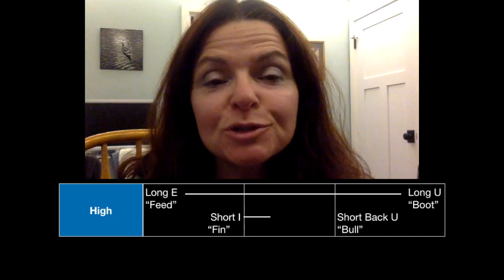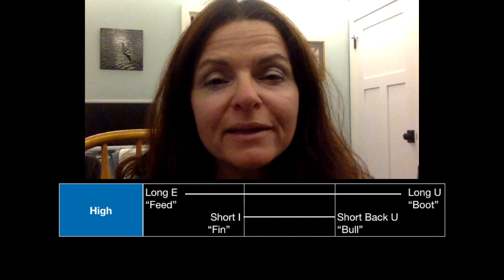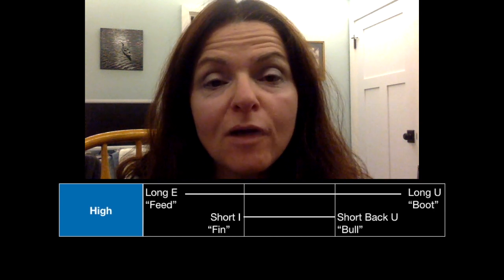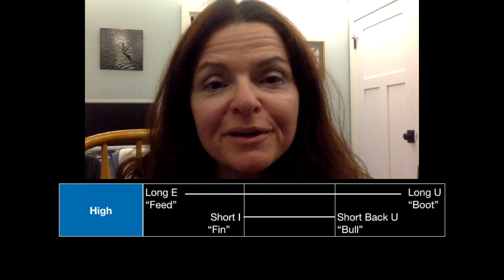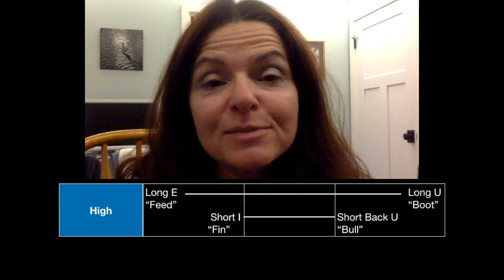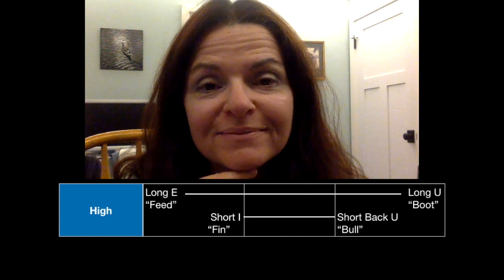Short I and short back U are also both on the same horizontal row. They're a little bit lower than the long E and the long U. Also, the distance between them is shorter because they're both short vowels. So there's not as much difference between them. They're both relaxed. Again, they'll both be at the same jaw height.